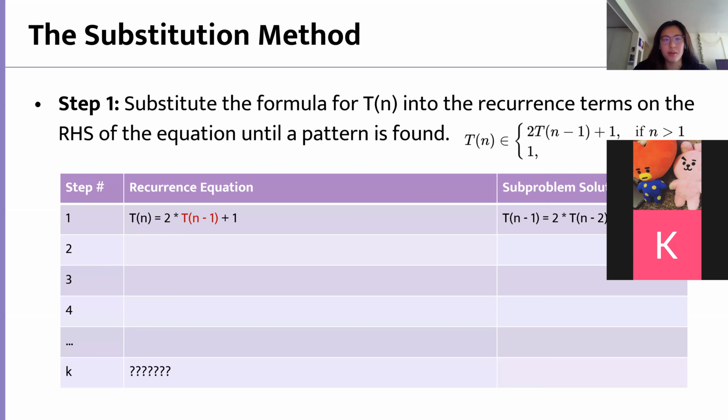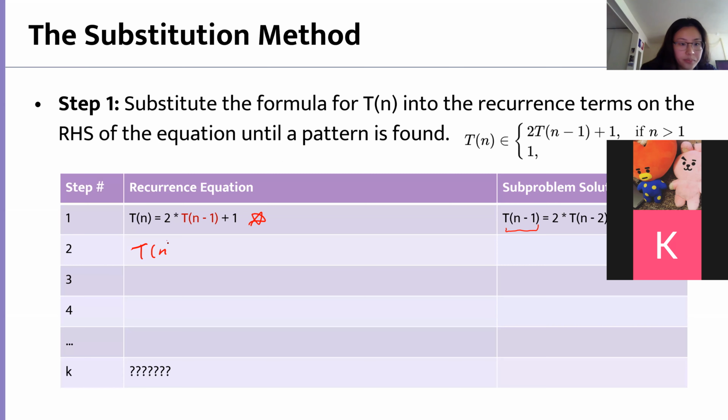All right, so step one is, once again, we're substituting the formula for t of n into the recurrence terms on the right-hand side of the equation. So this is our original equation right here. And basically the subproblem, we just see t of n minus 1. And then you want to substitute it here.